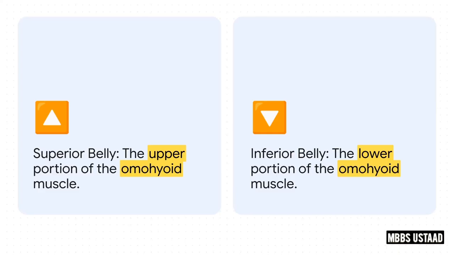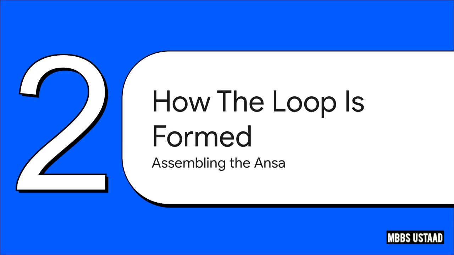Now, let's just zoom in on the omohyoid muscle for a second. It's a little bit of an oddball. Why? Because it's not just one continuous strip of muscle. Instead, it has 2 totally separate parts, or bellies, a superior or upper belly and an inferior or lower belly. Now, keep this 2-part structure in your head because it is key to understanding how the Ansa cervicalis divvies up its work.